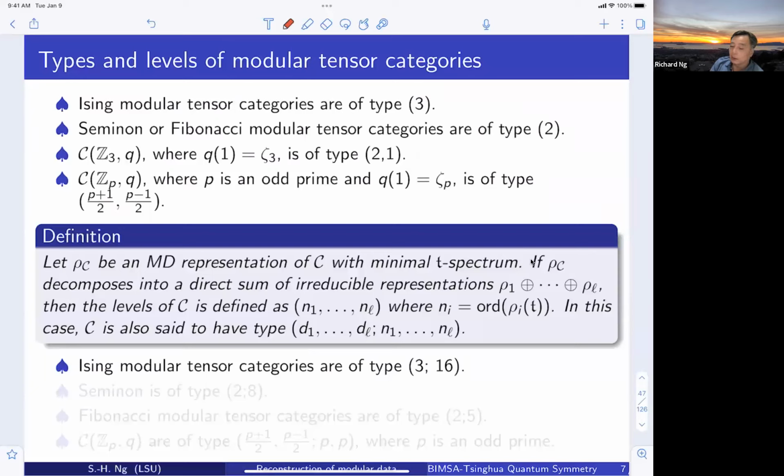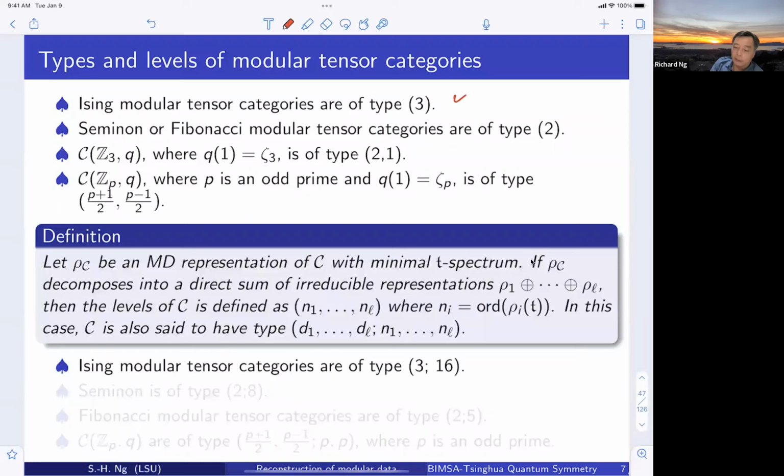So now it's a more detailed classification of an MTC representation: the dimension type and also the level type. You put them together in such a way that I just call it the type. The first block is for the dimension, the second block for the level. So now we can re-examine the examples we talked about before, the Ising modular tensor categories.